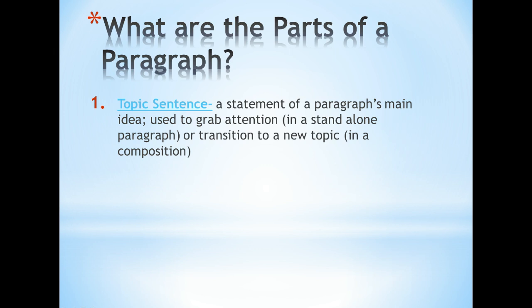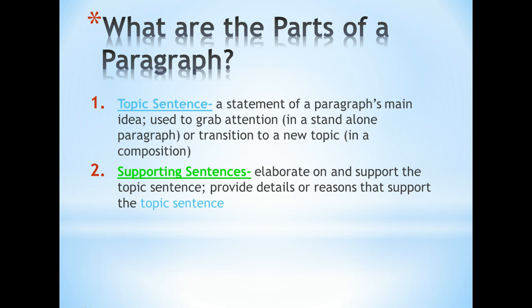A topic sentence is the statement of a paragraph's main idea. If it's standing alone, it'll also be used to grab attention. If it's in a longer composition, it may also transition to a new topic. So for example, if there are paragraphs before it, you'll need to transition to the new topic in a longer composition. So the topic sentence says what one topic is covered in the paragraph.